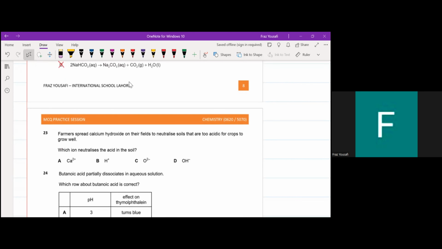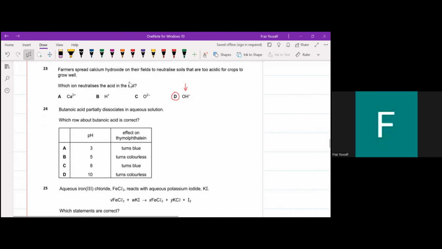Question 23. Farmers spread calcium hydroxide on their fields to neutralize soils that are too acidic for crops to grow well. Which ion neutralizes the acid in the soil? A lot of words, a lot of things going on, but the answer is so easy. There's only one ion that can neutralize H plus, and that is the OH minus, the alkaline ion. The only thing in soil that would ever cause the H plus concentration to decrease and for the pH to work its way back up is the actual hydroxide ion in its presence. So 23 is B.